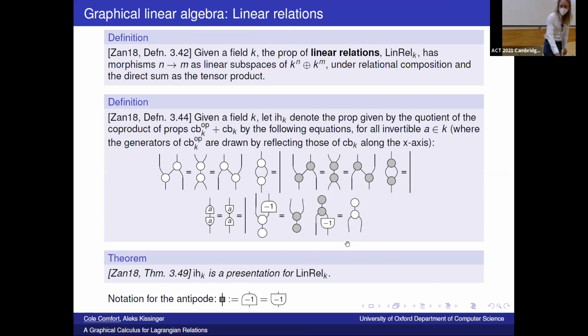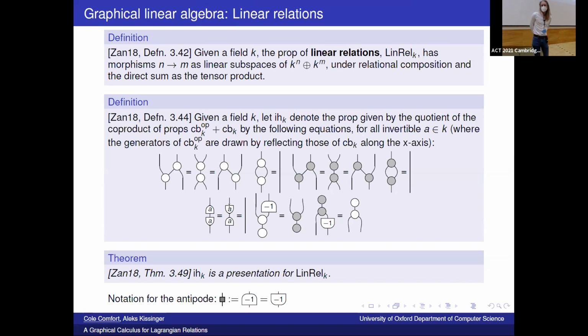What's really important here are the Frobenius equations. Linear relations over a field actually have two Frobenius algebras. Could you explain what's going on with the A, which I guess represents a number? Why does it appear upside down as well?